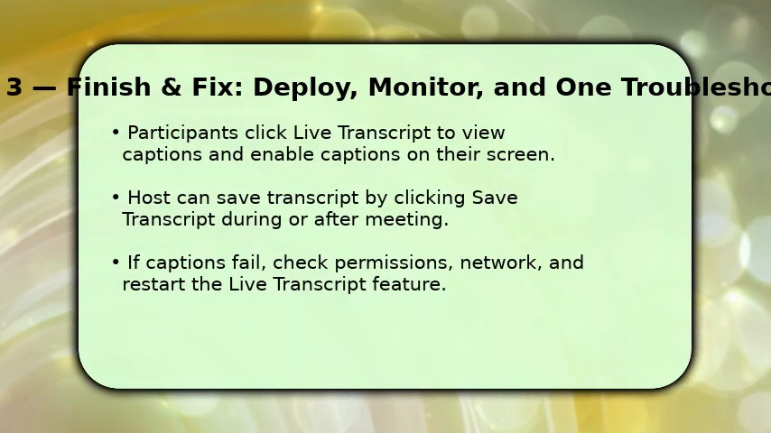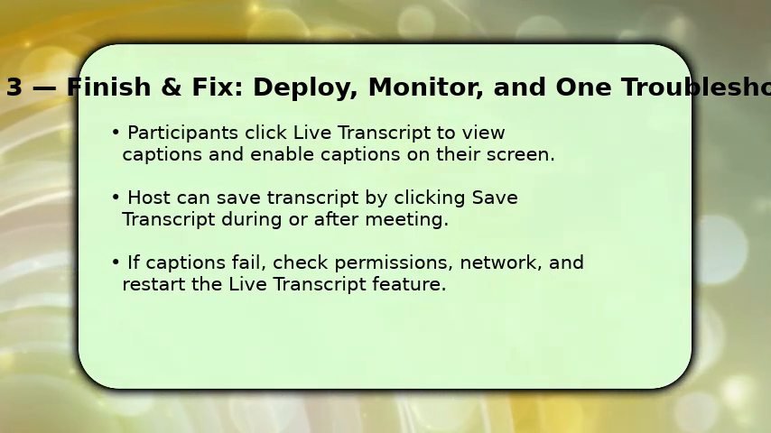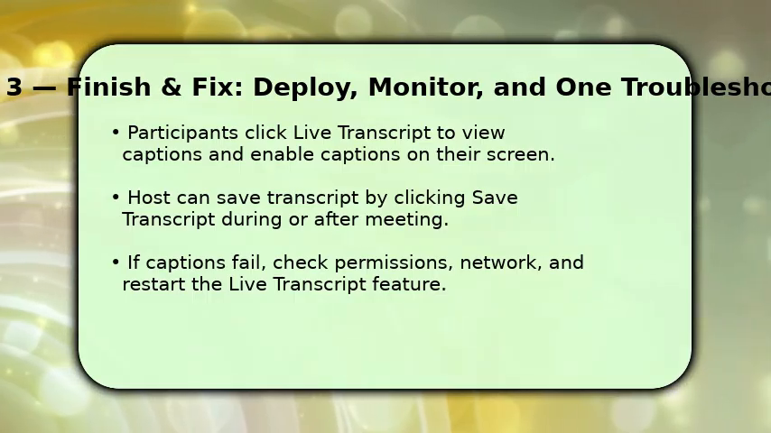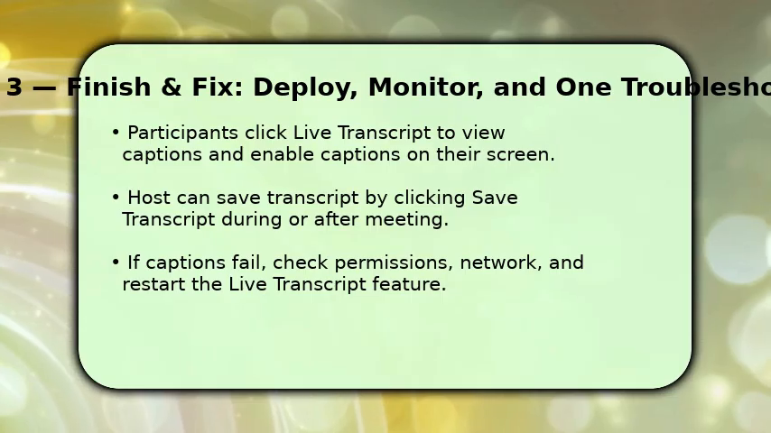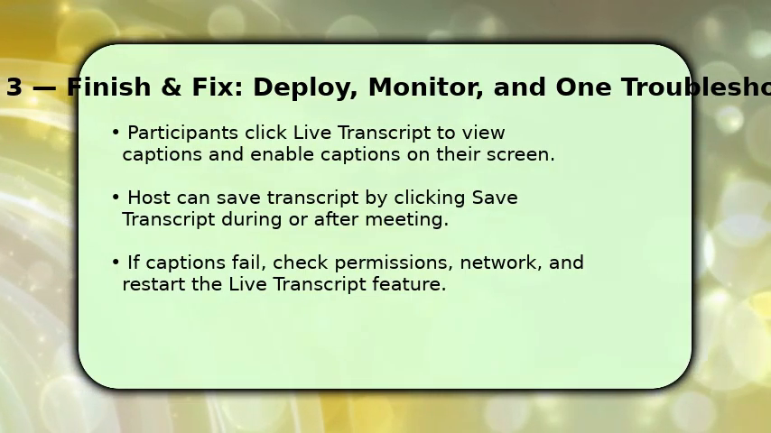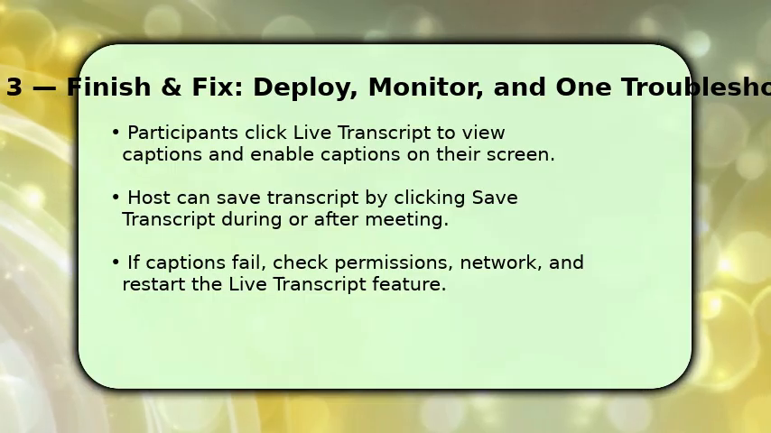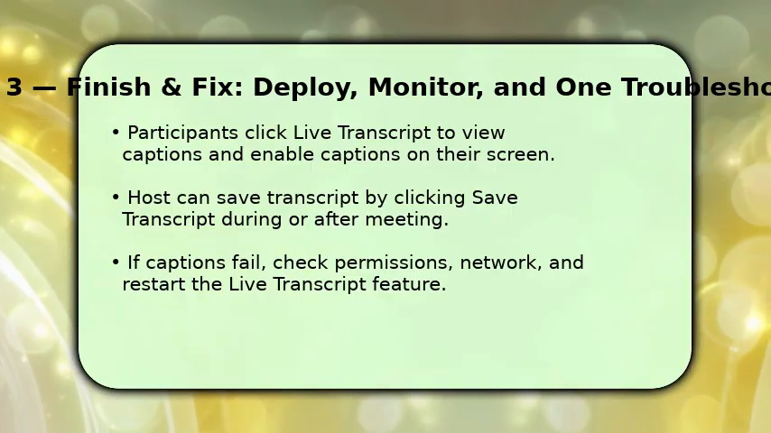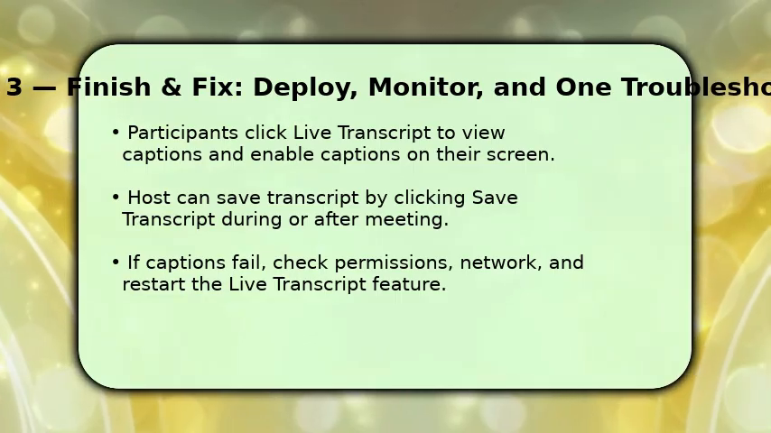You and participants view captions by clicking Live Transcript and choosing Show Subtitles or Enable Full Transcript. This gives readable on-screen text and a downloadable file. Make sure you save the transcript during or after the meeting if you need a record, because some auto captions are ephemeral. If captions stop, first recheck host permissions and whether the captioner is still assigned, then confirm network stability and, if needed, turn Live Transcript off and on again. That simple reset often resolves timing and connection issues.